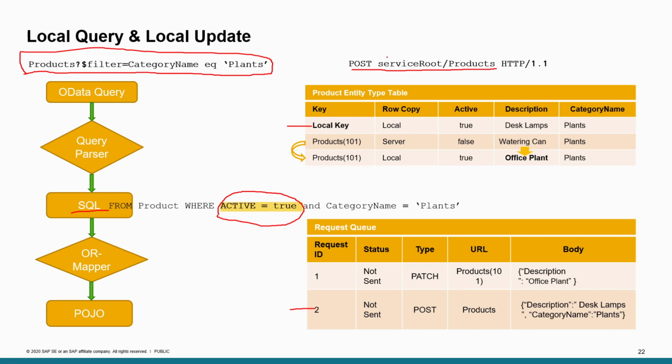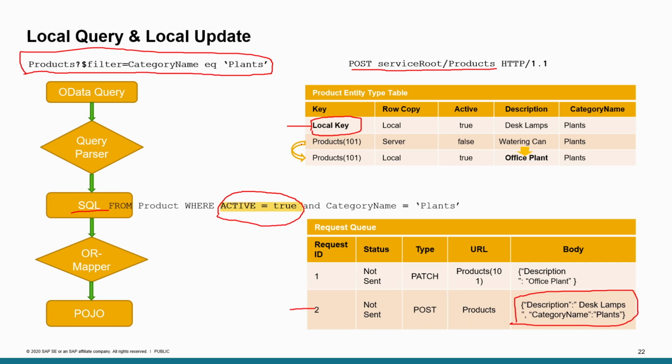The one thing I want you to pay attention to is the local key. In this example, you only give the description and the category, but it does not include the primary key of your entity. In this case, we will create a local key. You can think of this local key as a placeholder. It will be replaced later by the real key. I'll talk about it in the next slide. And then let's take a look at the update.